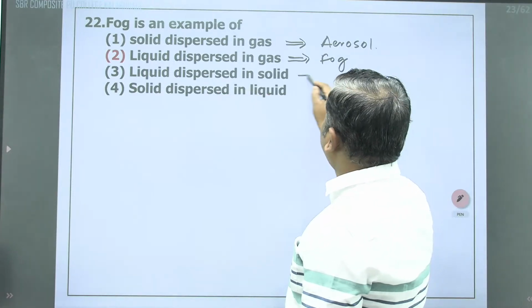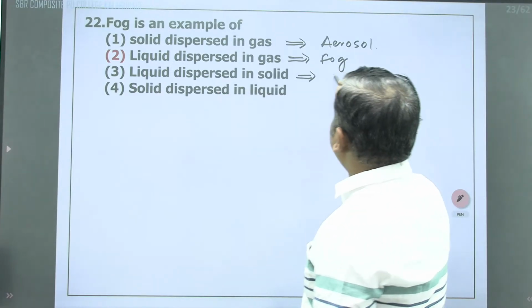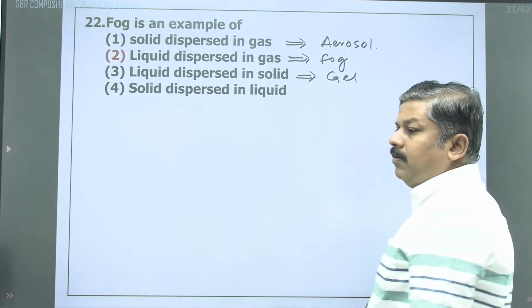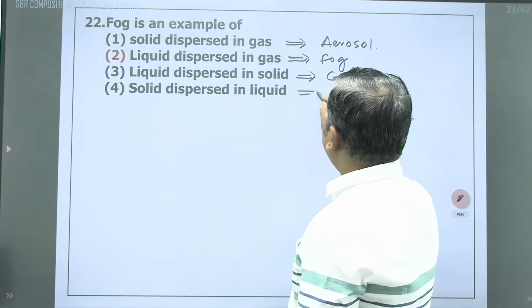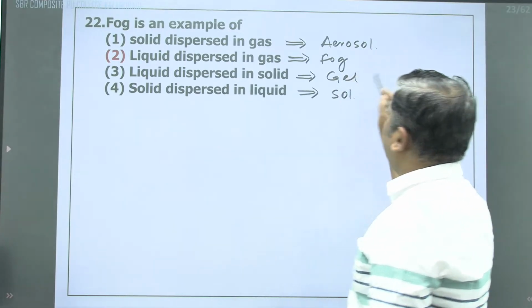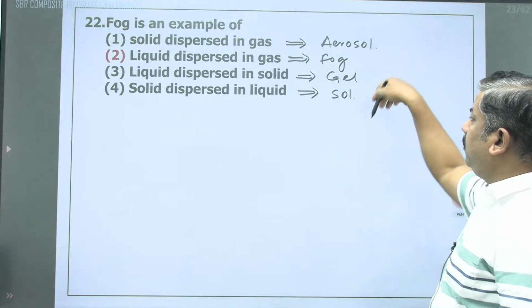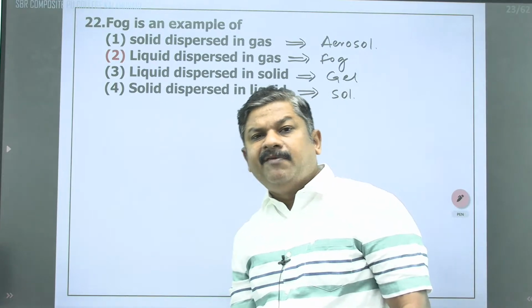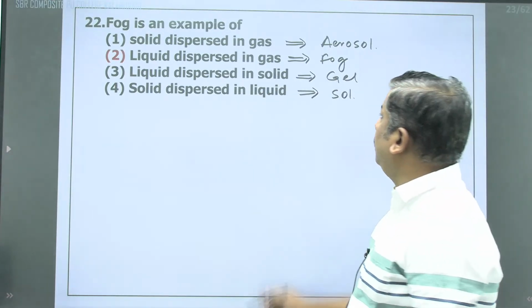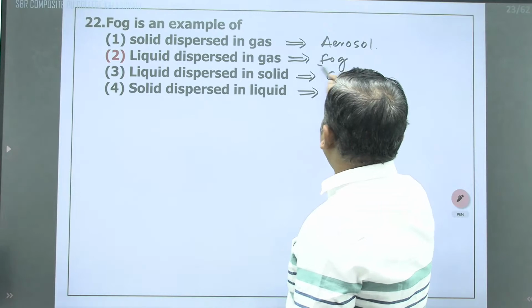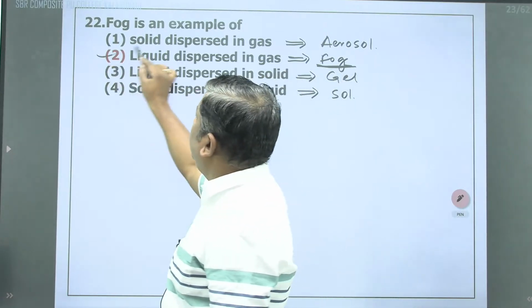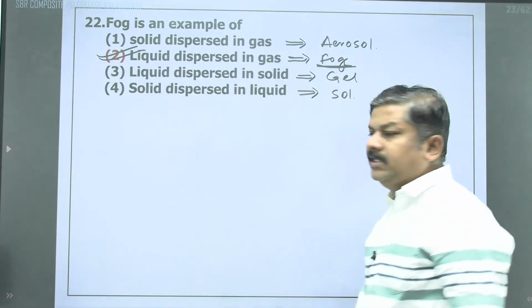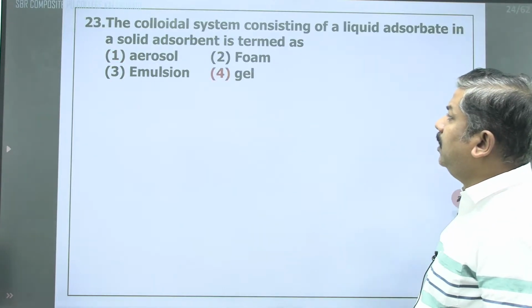Next, a liquid dispersed in solid is commonly called a gel. Solid dispersed in the corresponding liquid is commonly called a sol. These are the various types of colloidal solutions depending upon the presence of different types of dispersed phase and dispersion medium. So here they are asking about fog. Fog is an example for liquid present in a gaseous medium. Second option is correct.